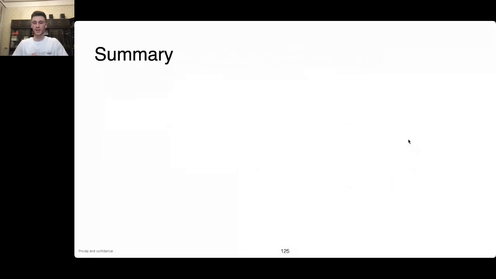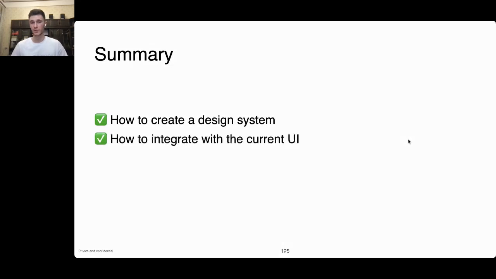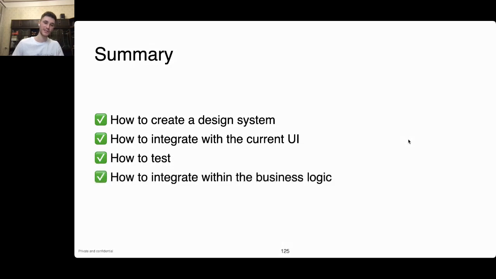So let's summarize what we have learned today and get back to our initial questions. We have learned how to create a design system with Compose: components, tokens, composition locals, the theme, and the screen. We have learned how to integrate Compose code and the Android UI code. We learned how to test it, and we have taken a peek at the integration with the business logic.